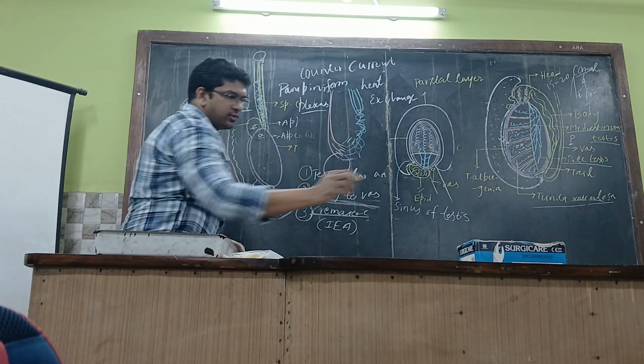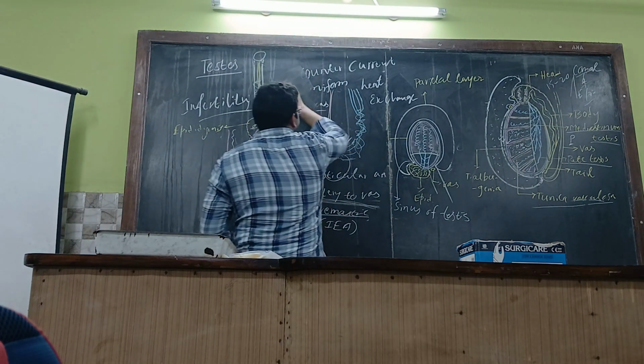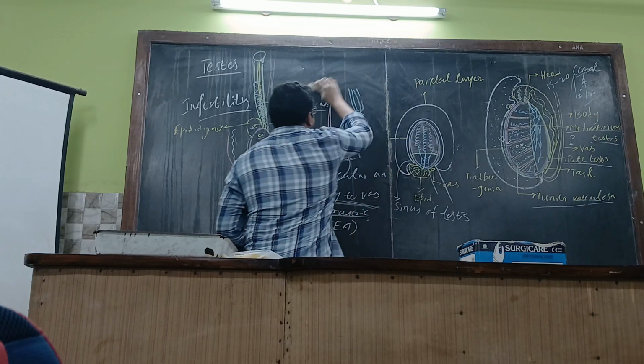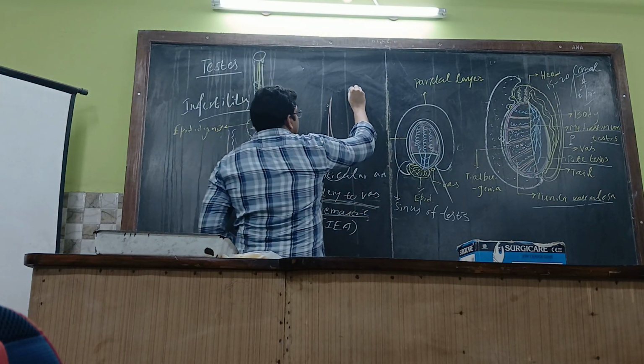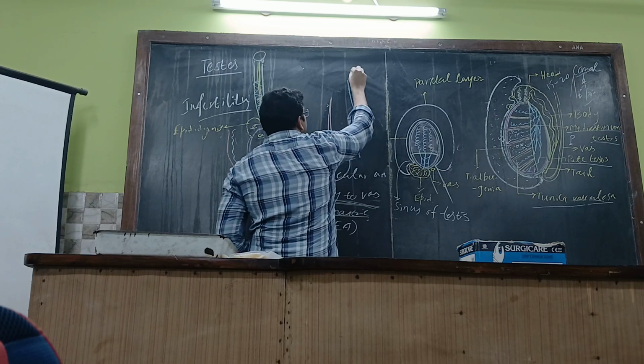So the thing is, one more anatomical thing here. These pampiniform plexus of veins will be forming around some number of veins towards the superficial vein. How many?